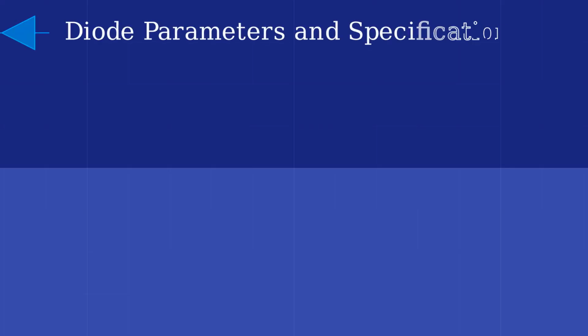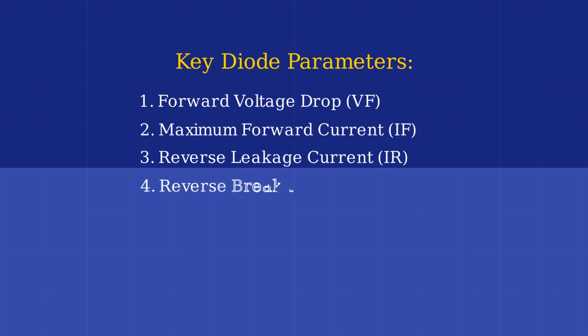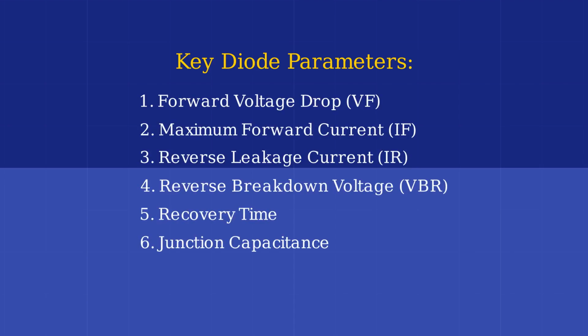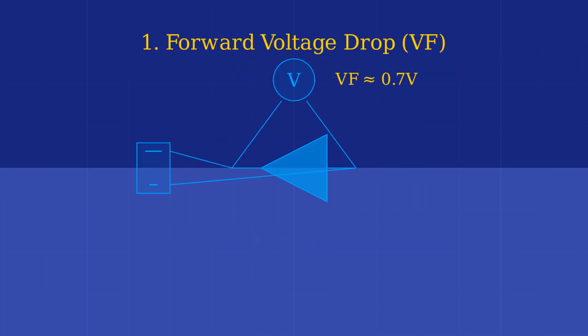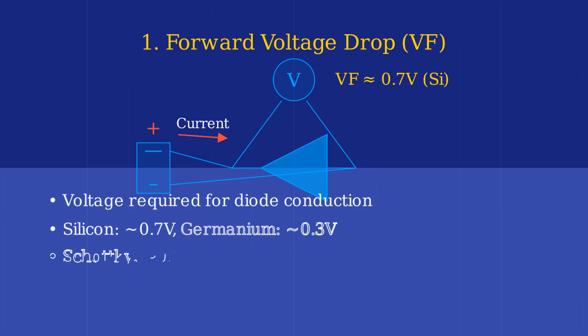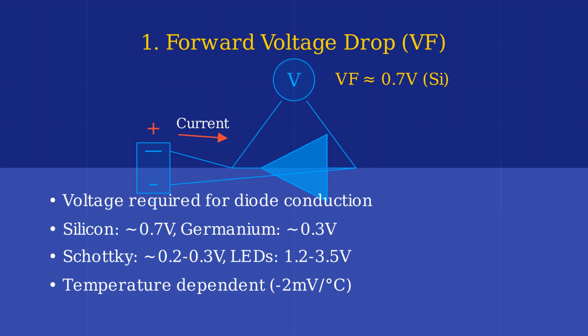Diode parameters and specifications are critical for selecting the right diode for your application. Let's examine 6 key parameters that define a diode's performance characteristics. The forward voltage drop, or VF, is the voltage required for a diode to conduct current. For silicon diodes, this is typically around 0.7 volts. Different diode materials have different forward voltage drops. Germanium diodes have about 0.3 volts. Schottky diodes range from 0.2 to 0.3 volts, while LEDs can require 1.2 to 3.5 volts depending on color.